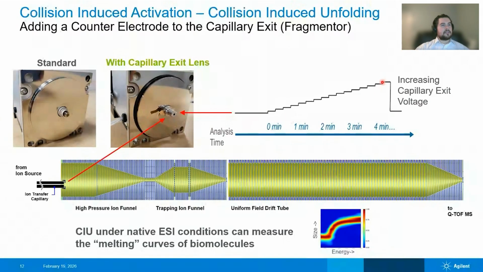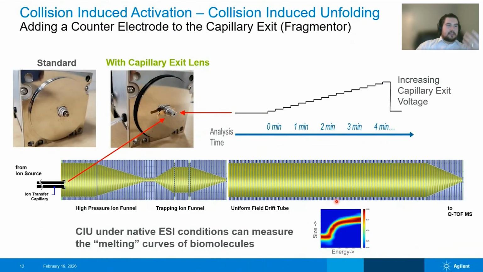Essentially, it gives us a very fine control over the ions exiting the ion transfer capillary from the LC source, or, if you're doing direct infusion, from your ion source here. That's where this lens sits, and especially in this high pressure region, we can now control the energy of ions accelerating into the ion funnel.